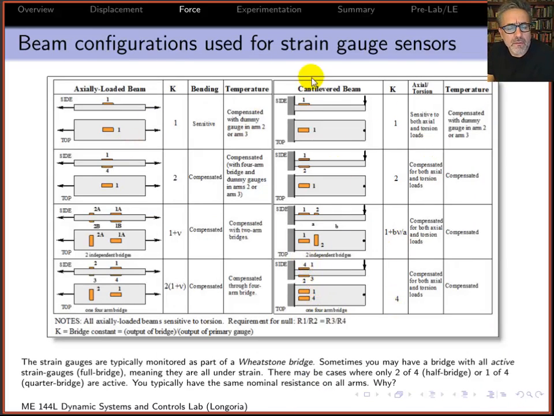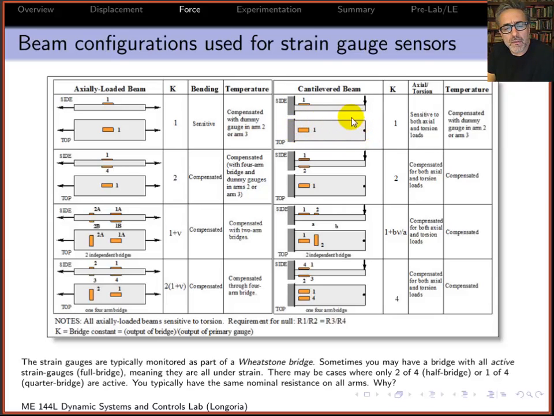This table is very cluttered. There's a lot of information here. When you download the slides, if you ever need to look at this, but the basic idea is you have axially loaded beams here, you have cantilevered beams here. The bottom line is sometimes you mount strain gauges. For example, this very top one, you should see one strain gauge mounted. This is a beam in bending.